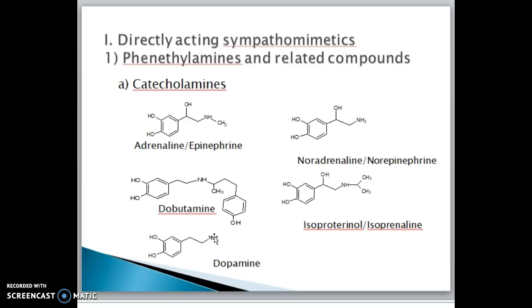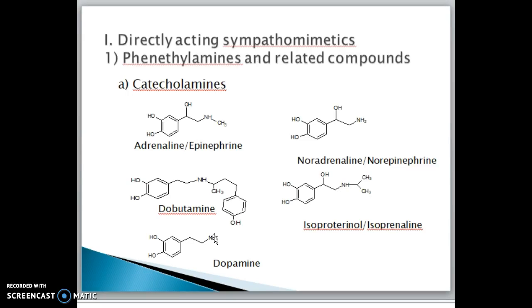So moving on to the classification, as I mentioned earlier, they have been classified into two types, directly acting and indirectly acting. First, we are going to discuss directly acting sympathomimetics, which are again classified based on the chemical entity present in them. The first subclass of compounds is phenethylamines and their related compounds. Under that, phenethylamines are again classified into two classes, catecholamines and non-catecholamines.